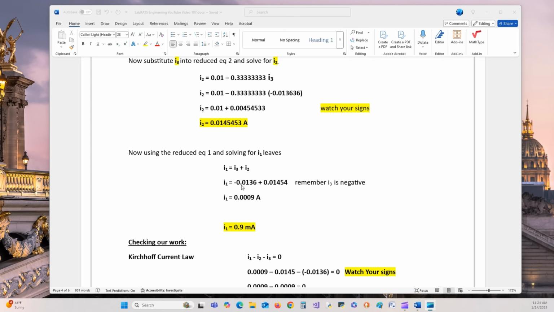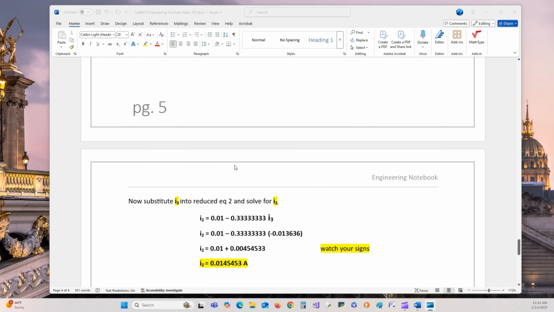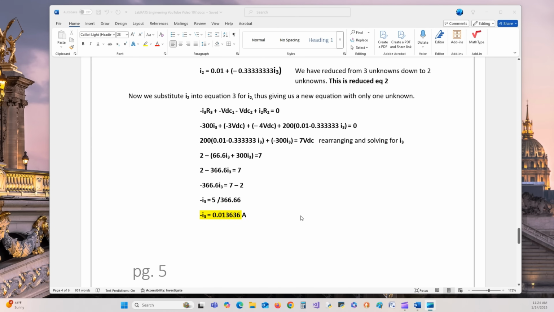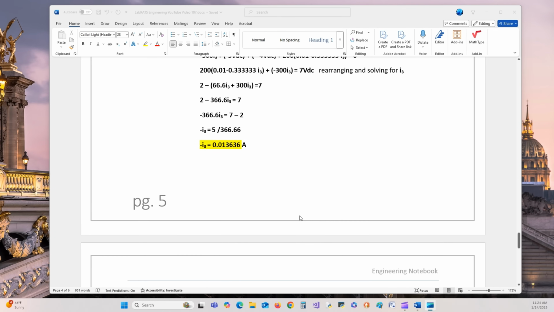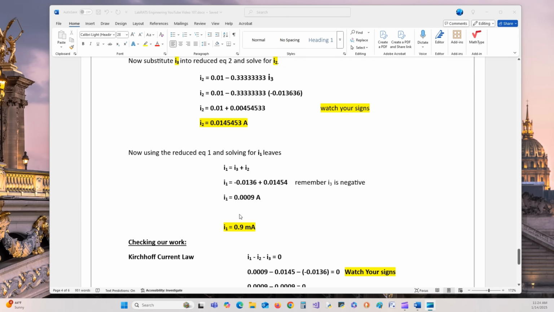So I1 equals I3, which is right here, at negative 0.013636. I just kept it to 4 significant digits. I2 is 0.014545, and I got those truncated. But it equals 0.0009, and let's see, 14545. I gotta change that.